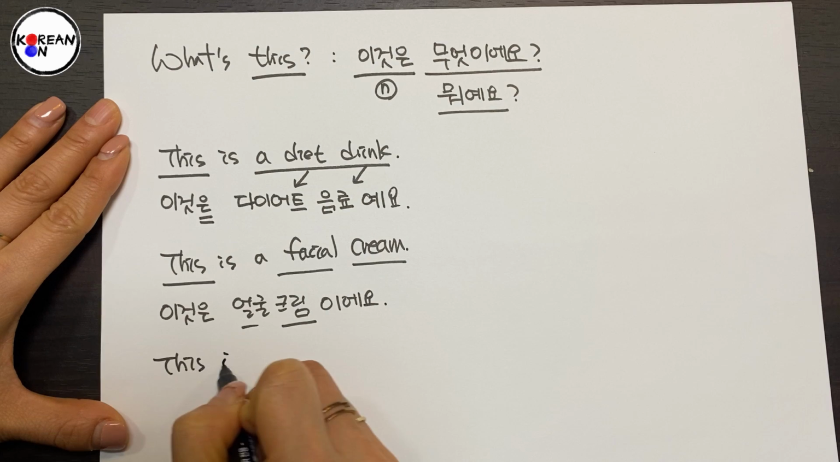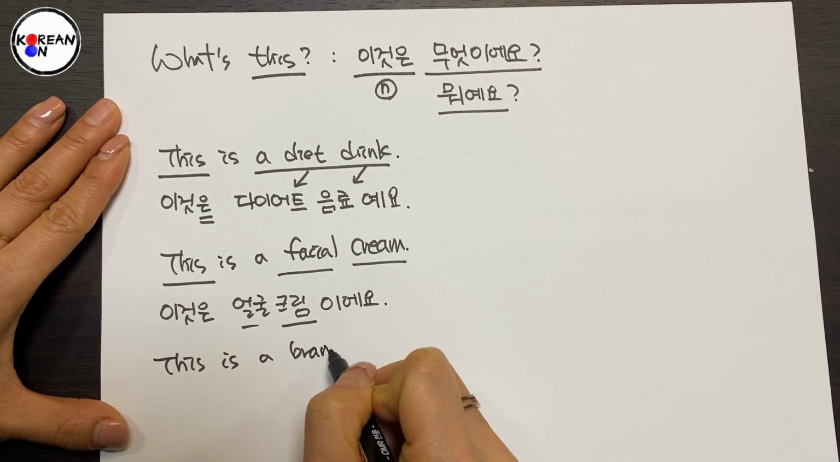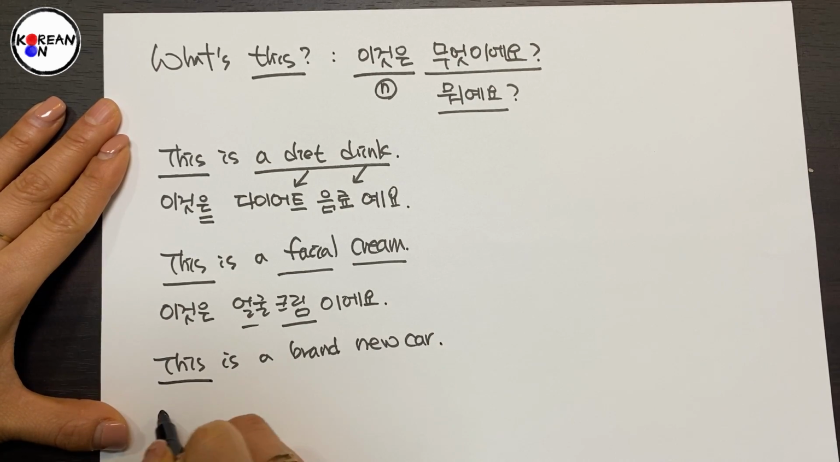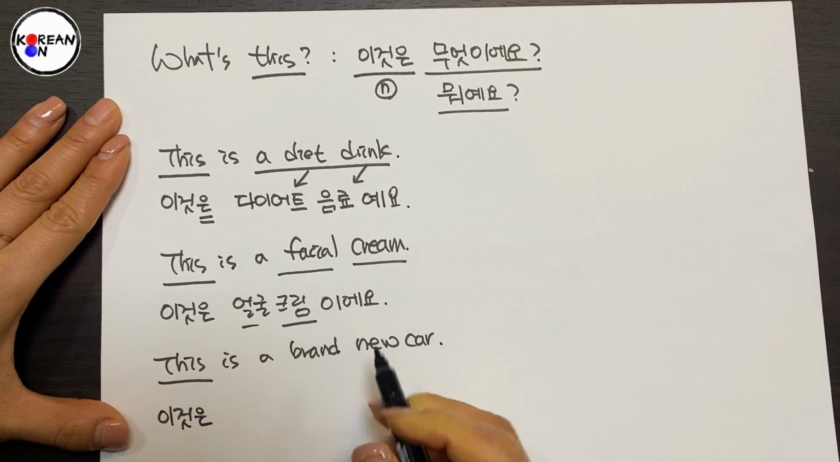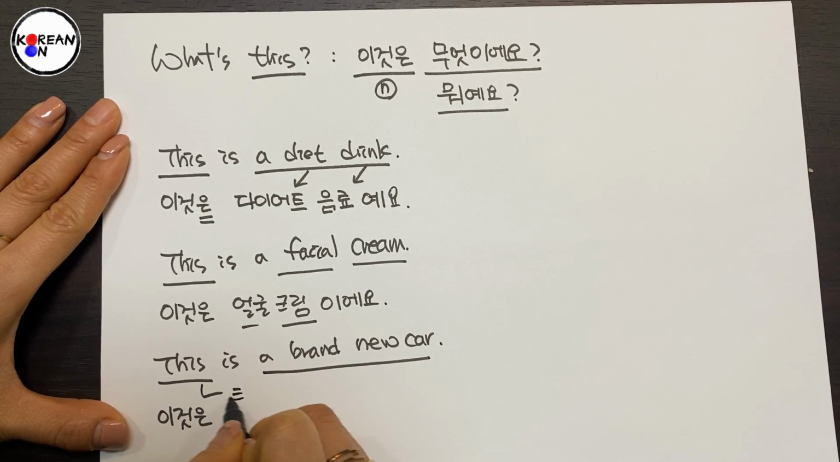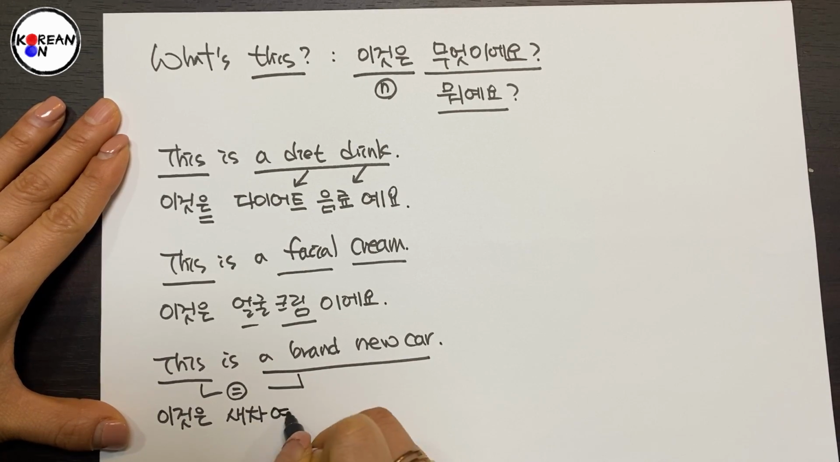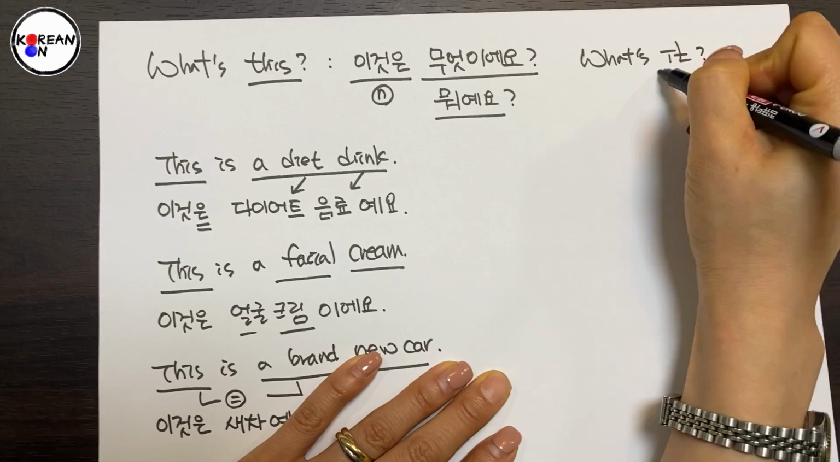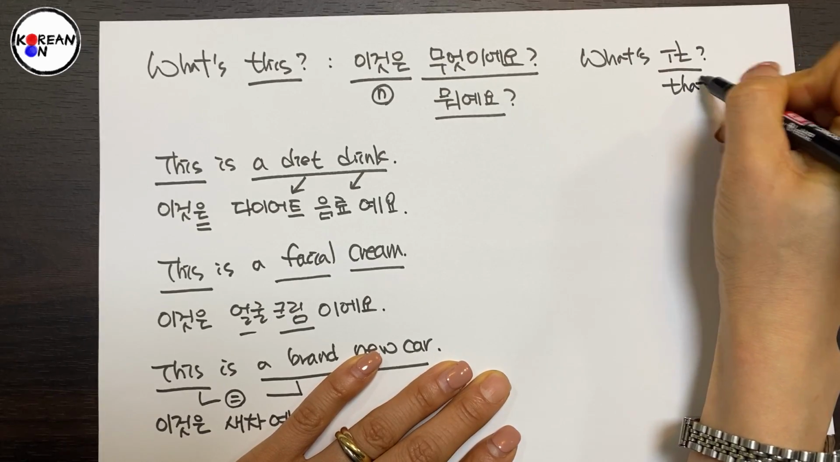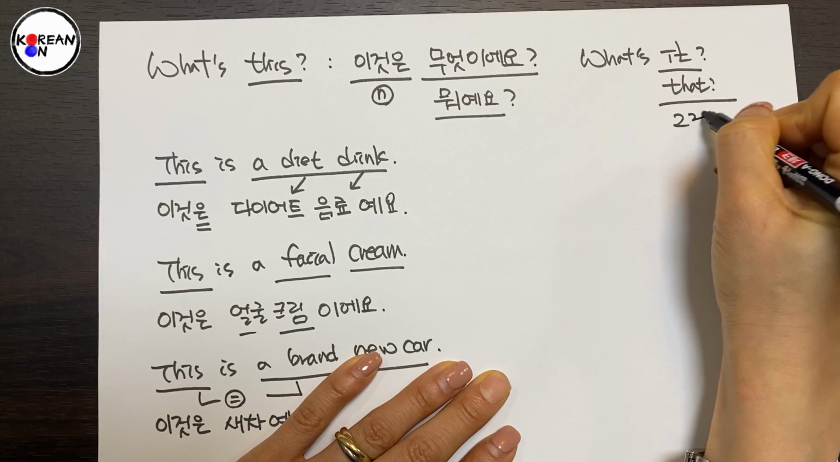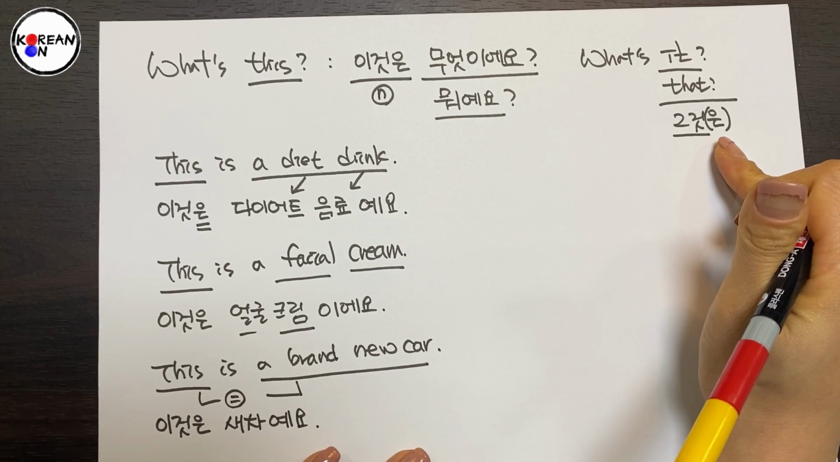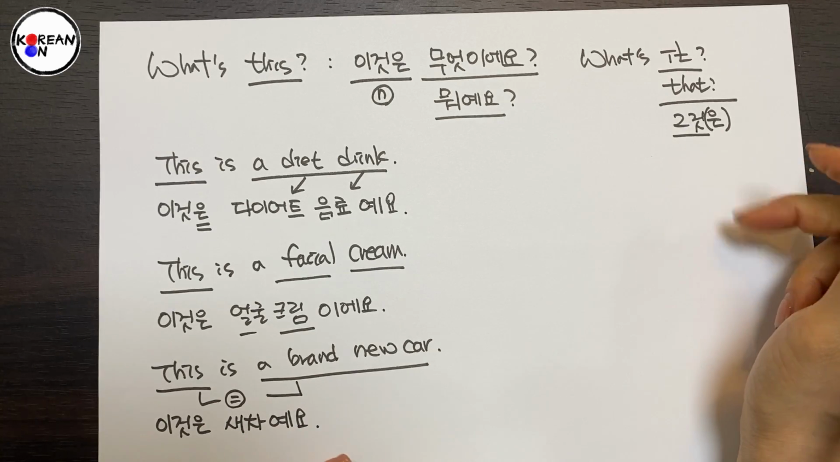This is a brand new car. 이것은, this is a brand new car. This is equal. 이건 새 차예요. What's it? What is it? It or what is that? It is also used as 그것. 그것은. These particles can always be omitted when you have a daily conversation.